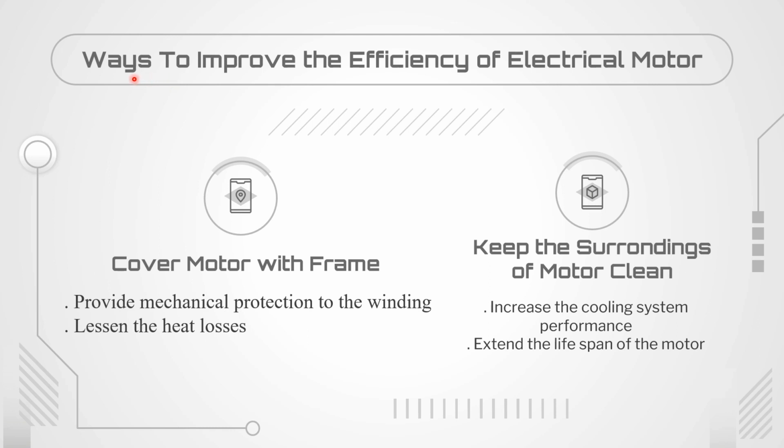There are several ways to improve the efficiency of electrical motors. First and foremost, cover the motor with a frame. This is to provide mechanical protection to the winding and lessen the heat losses. Next is to keep the surroundings of the motor clean and make sure there is no blockage at the motor. This is to increase the cooling system performance and to extend the lifespan of the motor.